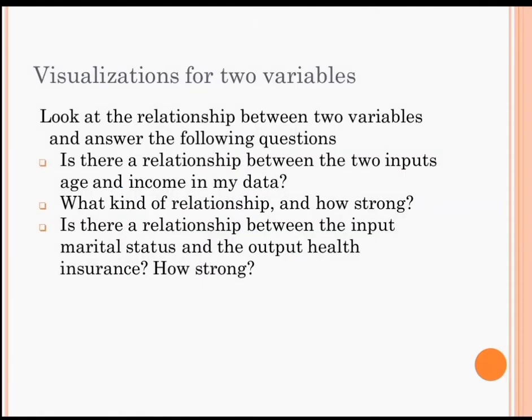We now move on to the next part, which is visualizations for two variables. When there is a relationship between two variables, we have to find the answers for the following questions. Is there a relationship between the two inputs, age and income, in my data? What kind of relationship and how strong? Is there a relationship between the input marital status and the output health insurance? How strong is that relationship?